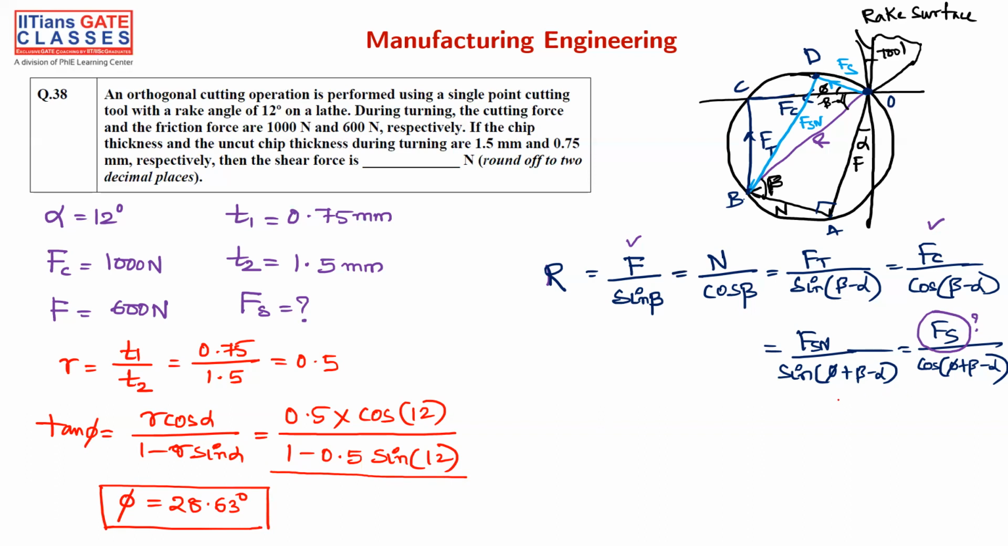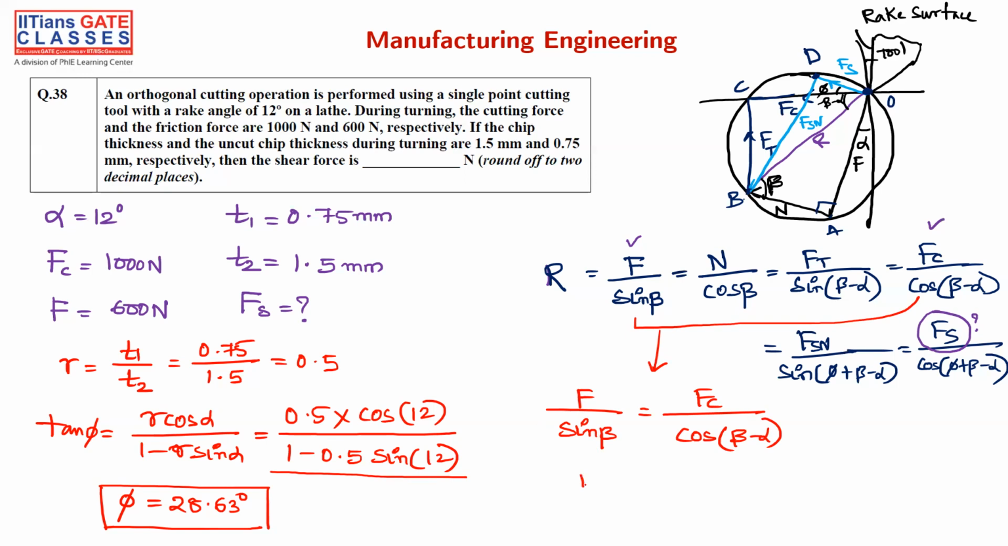So once you get phi, is the value of beta given? Obviously, he has not given the value of beta. So what you have to do, first you have to find the value of beta. So let's equate F and this. If you're equating that, F by sine beta is equal to Fc by cos beta minus alpha, to find the value of beta. That's what I'm doing.